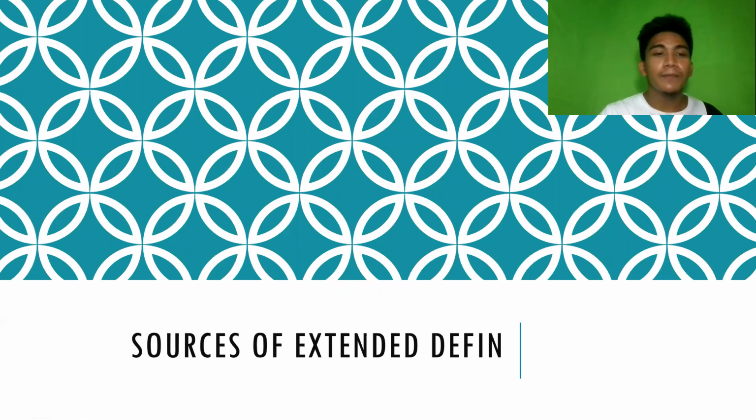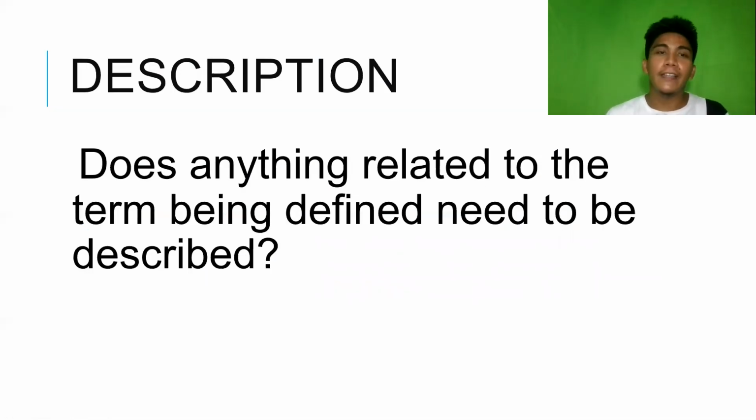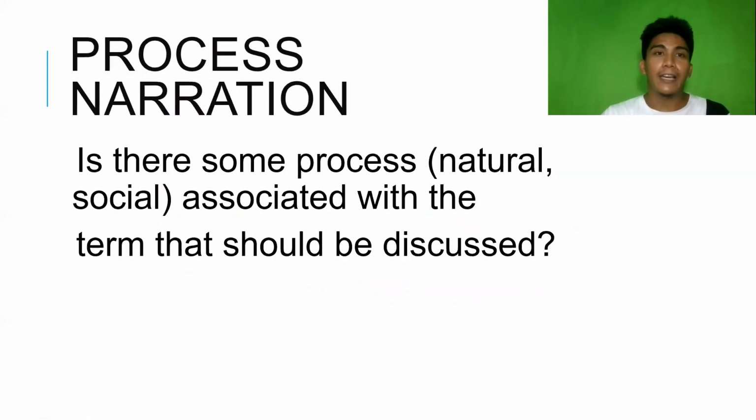Next, we have the sources of extended definition. These are the things you have to look for to add essential description to your definition to make it more precise. For example, you can search for description. Does anything related to the term being defined need to be described? We have here description.